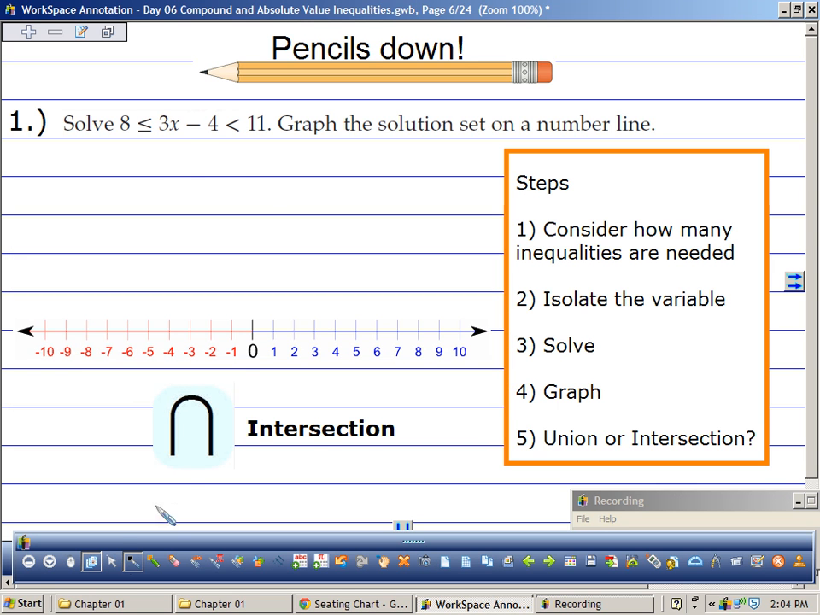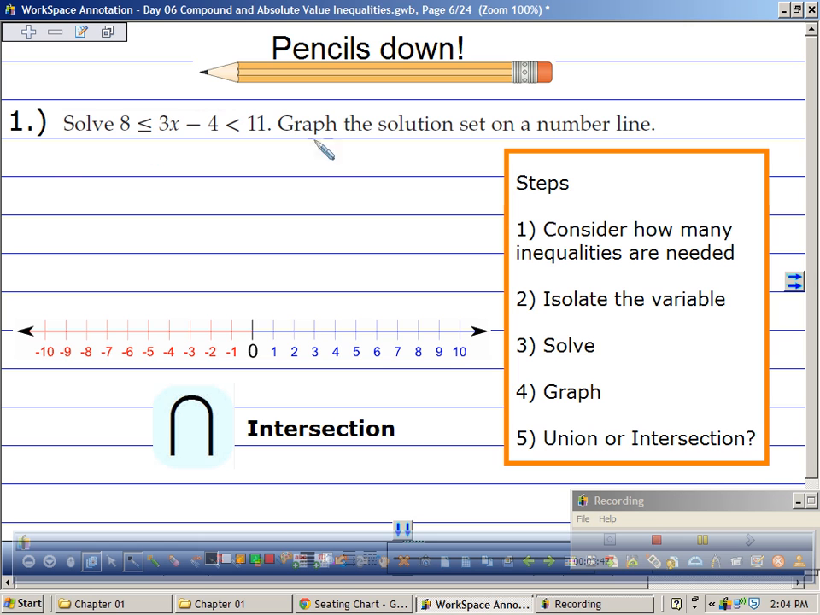Let's talk about this intersection. I know it's an intersection because we're talking about 3x minus 4 being in between these two numbers, right? So I'm going to write it in two different separate inequalities. 3x minus 4 is two separate scenarios. Read it this way: 3x minus 4 is greater than or equal to 8, and 3x minus 4 is less than 11.